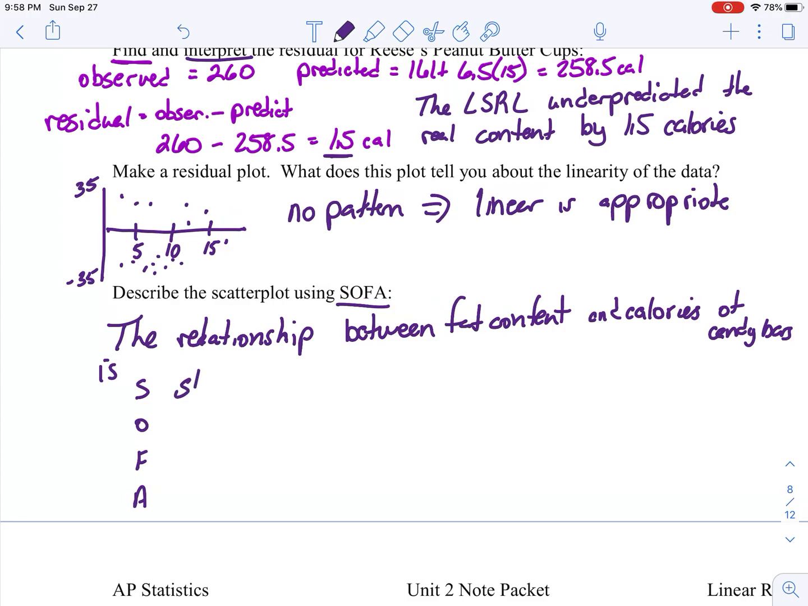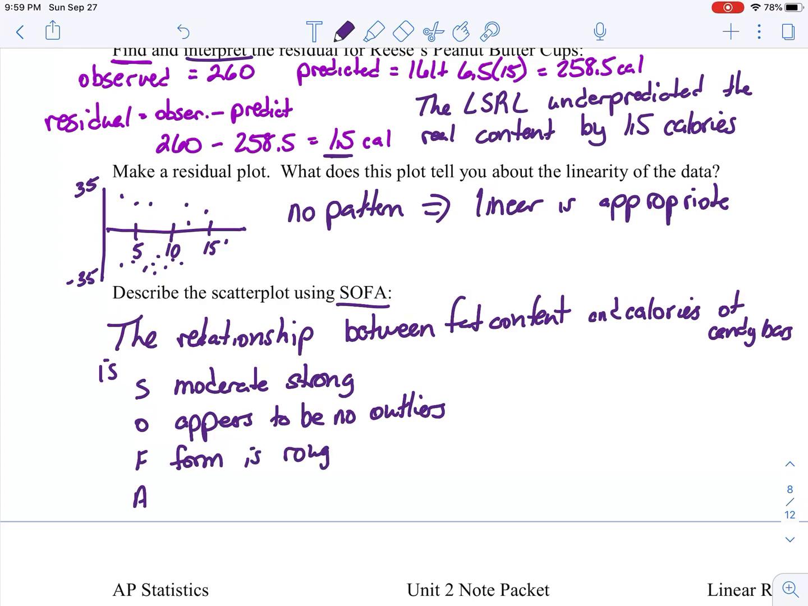Strength was moderate. Again, with that R value. There appears to be no outliers. Again, we don't have any defined way of doing this. The form is roughly linear. And the direction is positive.